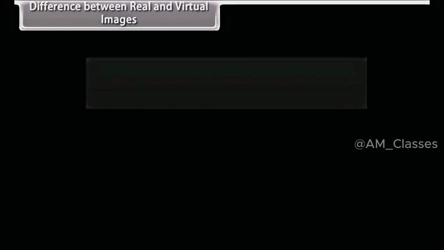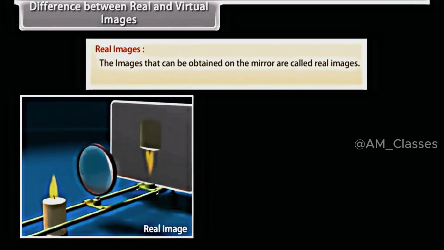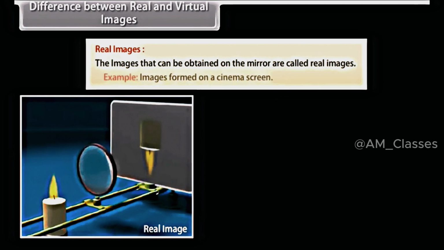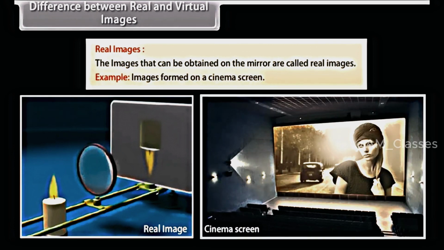Difference between real and virtual images. Real images. The images that can be obtained on a screen are called real images. Example: images formed on a cinema screen. It is formed by a concave mirror.